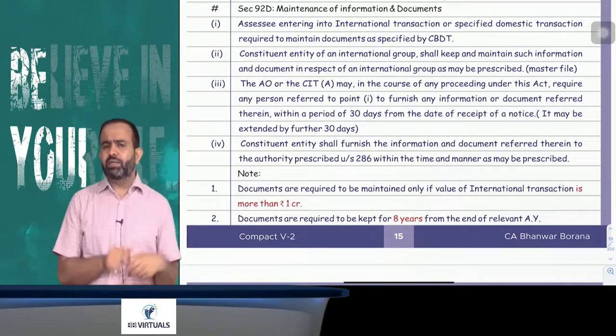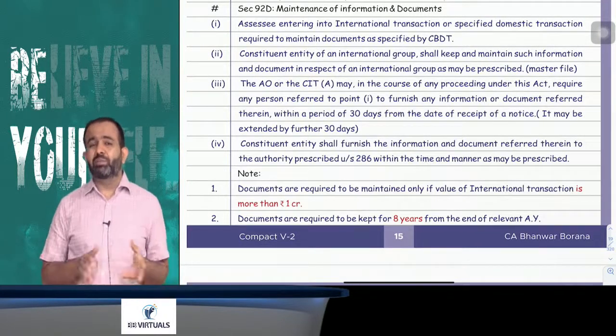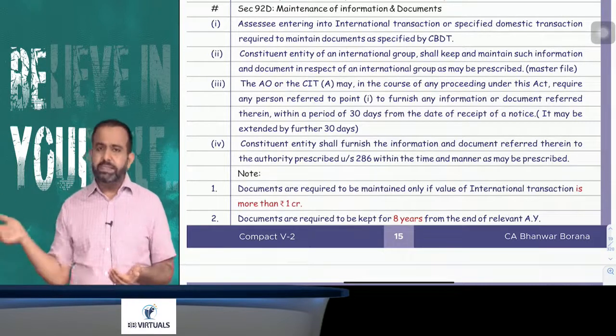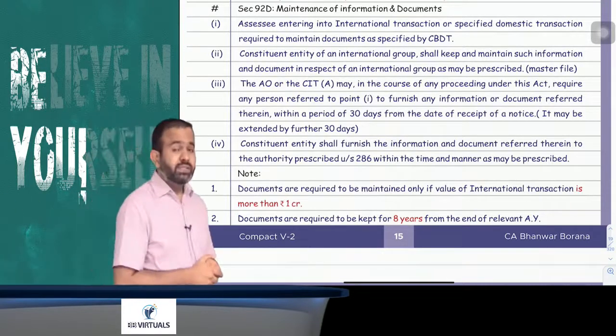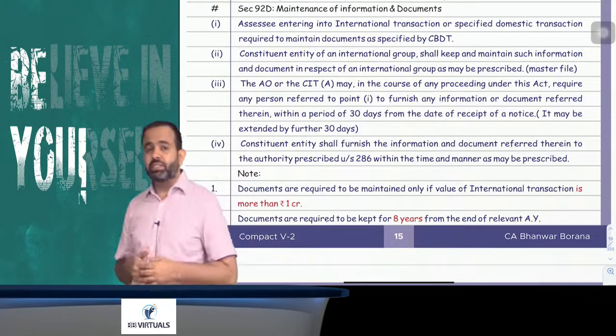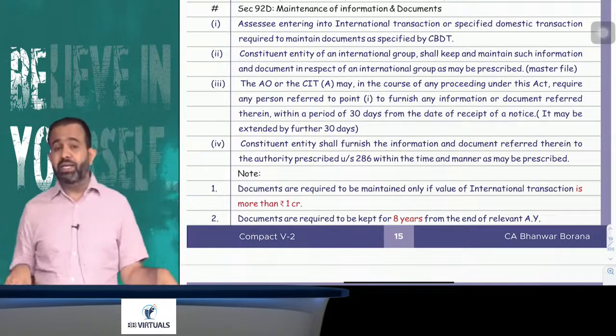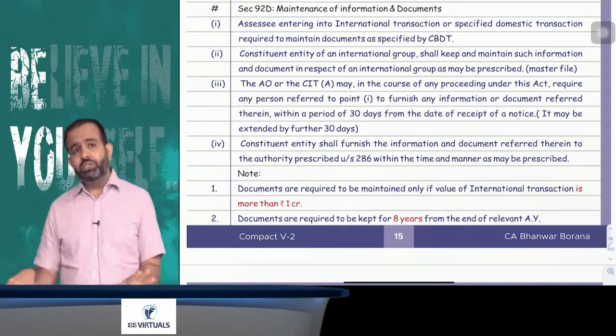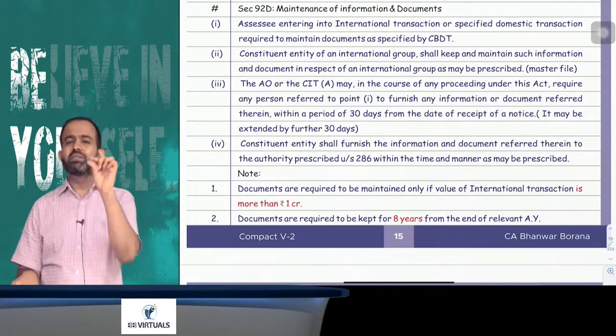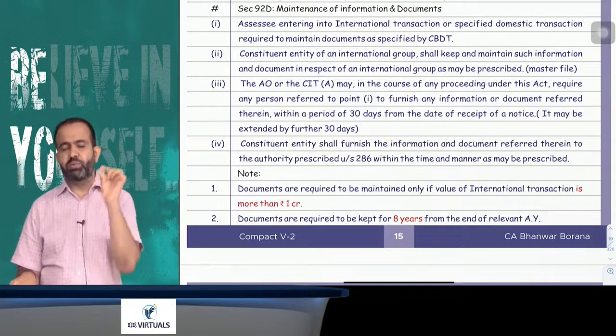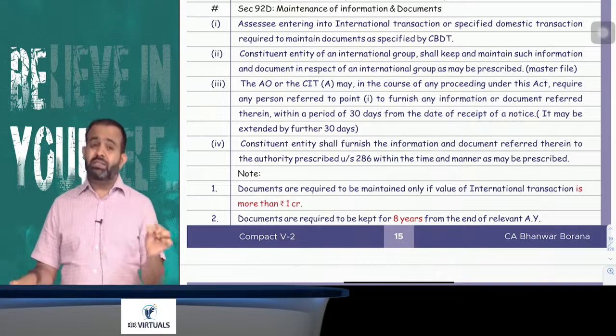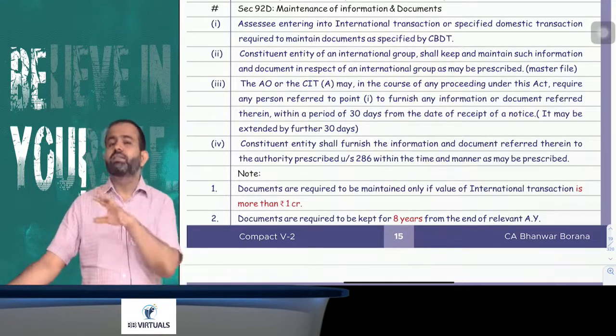Now the question is that some constituent entities are also required to maintain the master file. What is the master file? We will discuss that later. If the assessee does not maintain the documentation, meaning the TP study report, then what will be the penalty, we will discuss. But the question is: if there is one small international transaction between associate enterprises, is the assessee still required to maintain the TP study report? The answer is no.